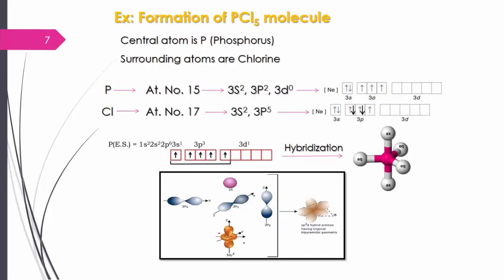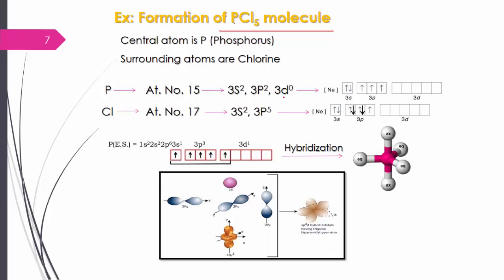Let me see. Very simple, as we discussed in the last lecture, the formation of PCl5 molecules. Whenever we discuss hybridization, always try to understand the central atom and also the surrounding atoms. Here the central atom is phosphorus and the surrounding atoms are chlorine. Now, phosphorus: atomic number is 15. Can we write here the electronic configuration?